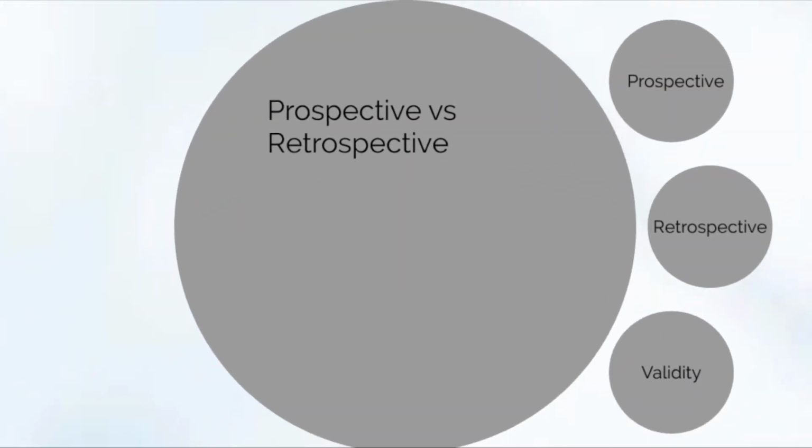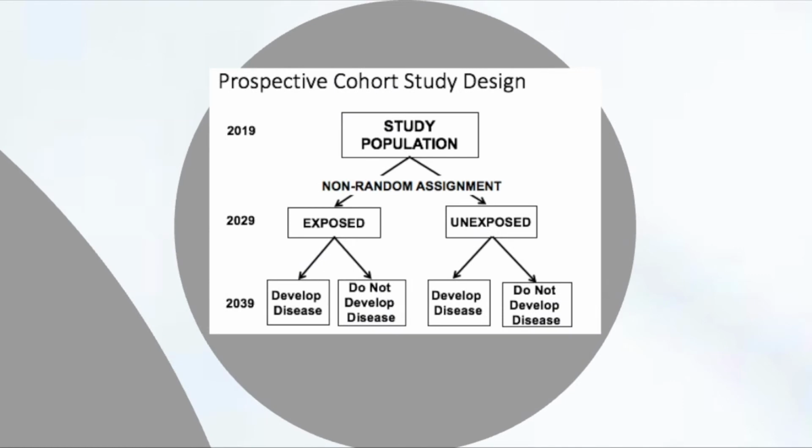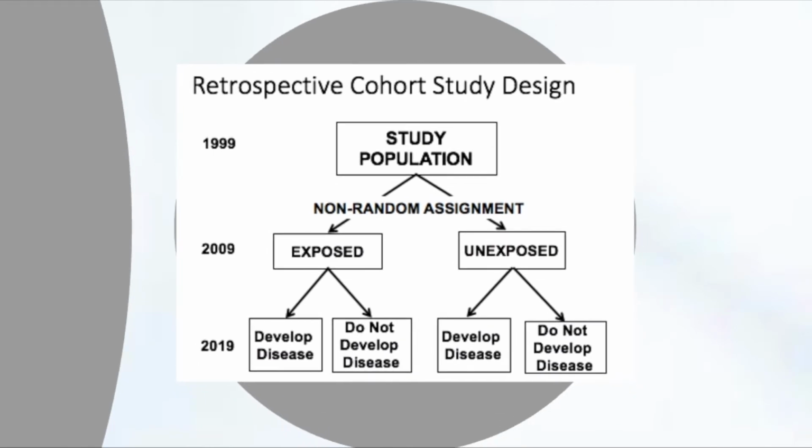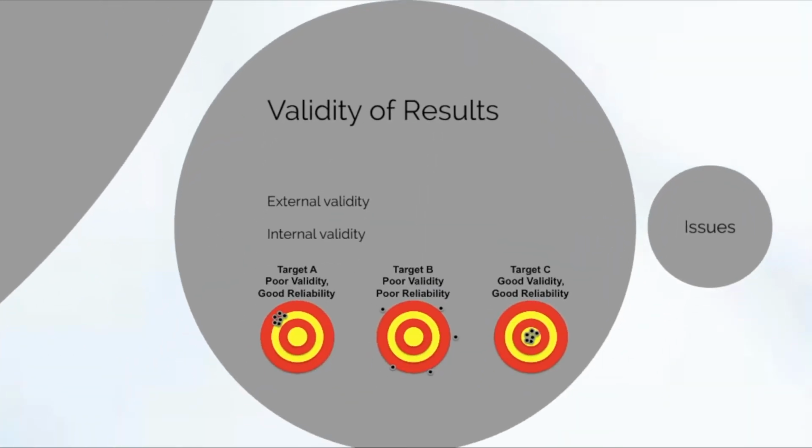This chart indicates the prospective cohort study design. If you establish your study population in 2019, you would then follow them forward in time to see who develops the disease and who does not develop the disease. This chart shows the retrospective cohort study design. You would look today to see who has the disease and who does not have the disease, and then look backwards in time. For the validity of the results, you want to take into consideration external validity and internal validity.